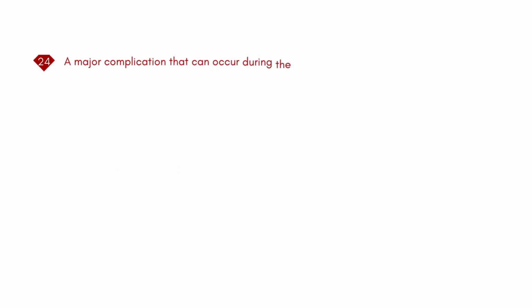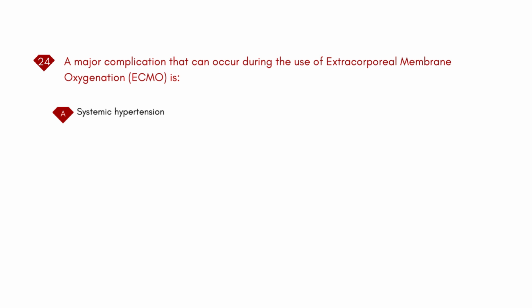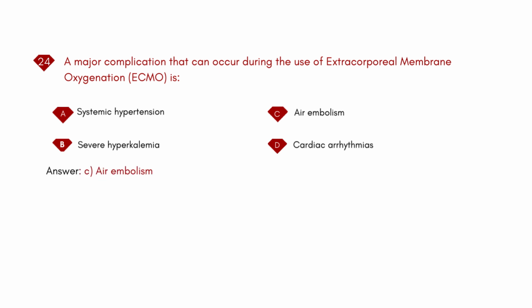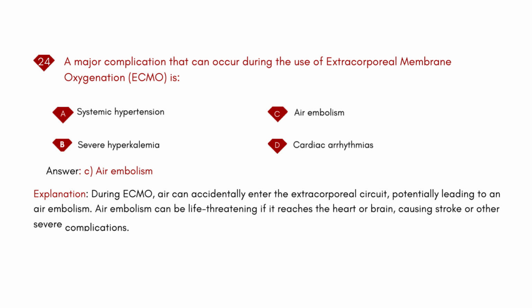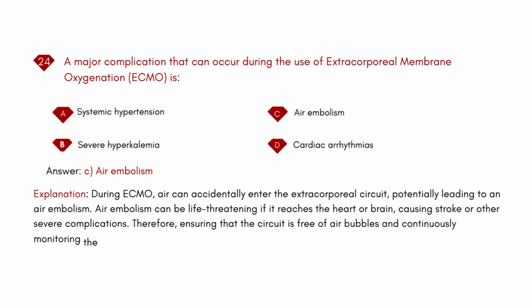A major complication that can occur during the use of extracorporeal membrane oxygenation, ECMO, is A. Systemic hypertension. B. Severe hyperkalemia. C. Air embolism. D. Cardiac arrhythmias. Answer: C. Air embolism. Explanation: during ECMO, air can accidentally enter the extracorporeal circuit, potentially leading to an air embolism.